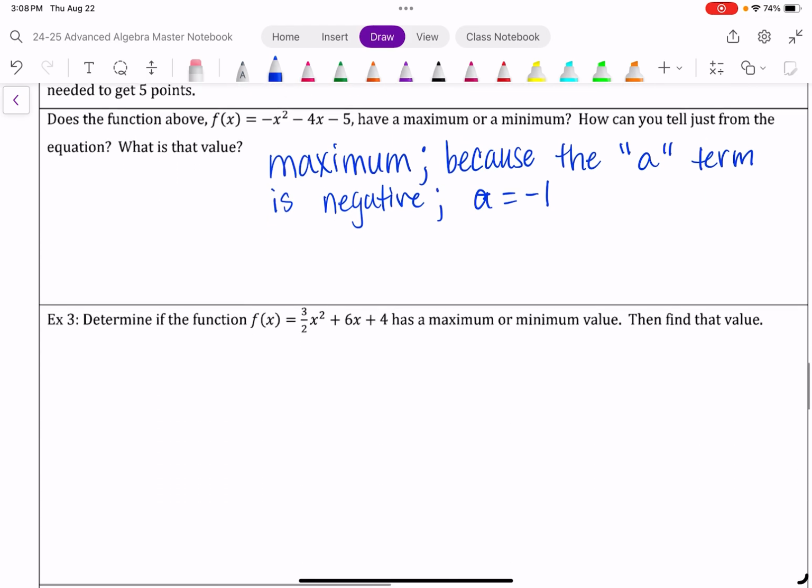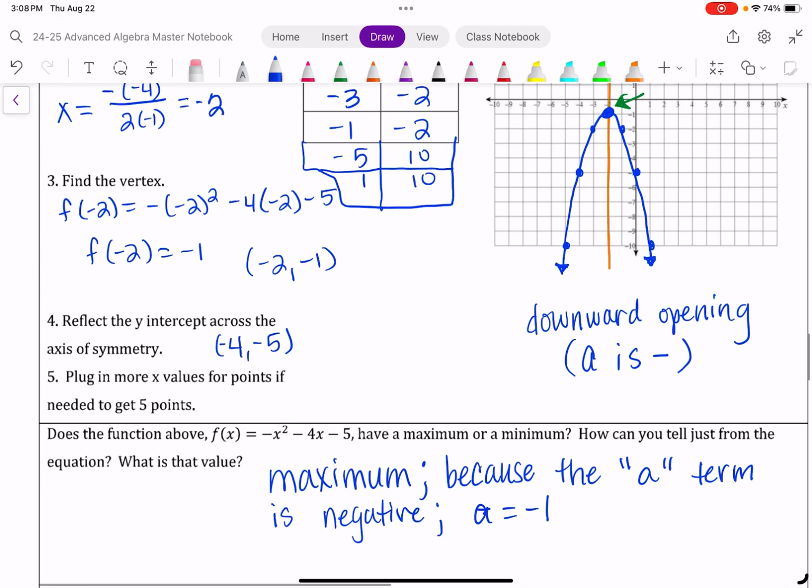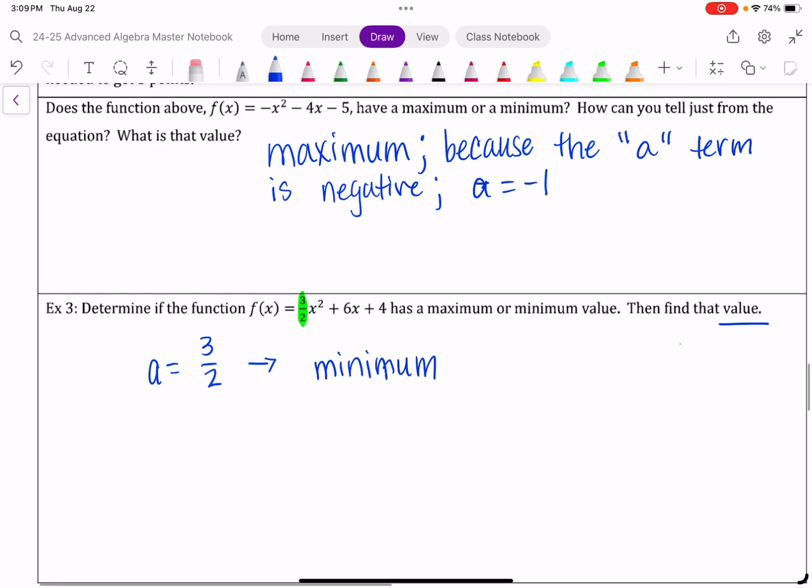All right, so if I look at example 3, determine if the function has a maximum or minimum. Here's my A term. A is positive, so A is 3/2. That means it is a minimum. And if it wants us to find that value, we're going to do -b over 2a and then f of that.